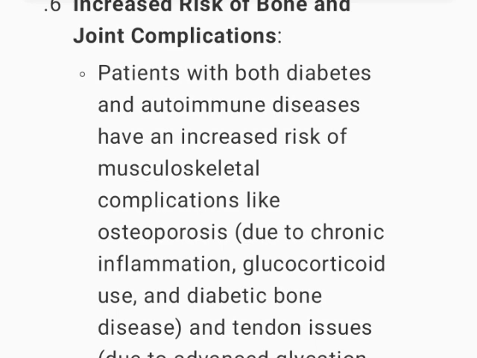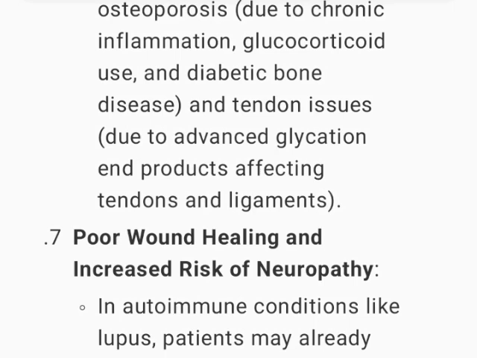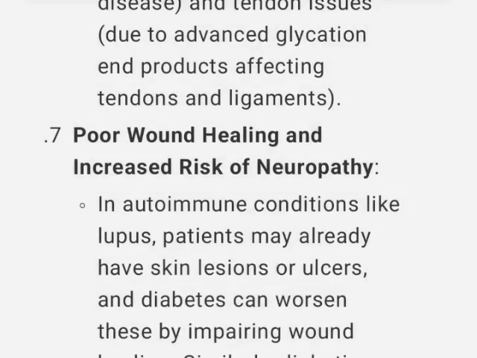6. Increased risk of bone and joint complications. Patients with both diabetes and autoimmune diseases have an increased risk of musculoskeletal complications like osteoporosis due to chronic inflammation, glucocorticoid use, and diabetic bone disease and tendon issues due to advanced glycation end products affecting tendons and ligaments.